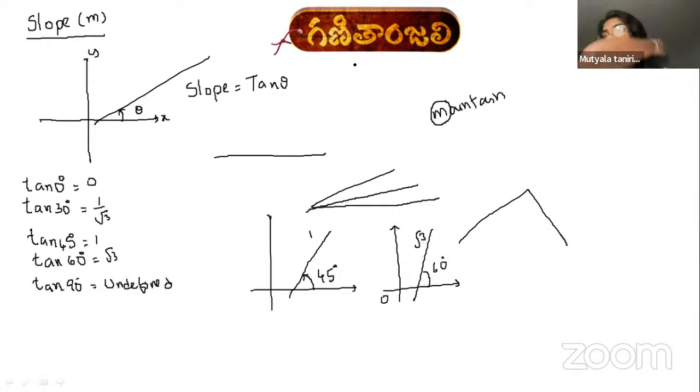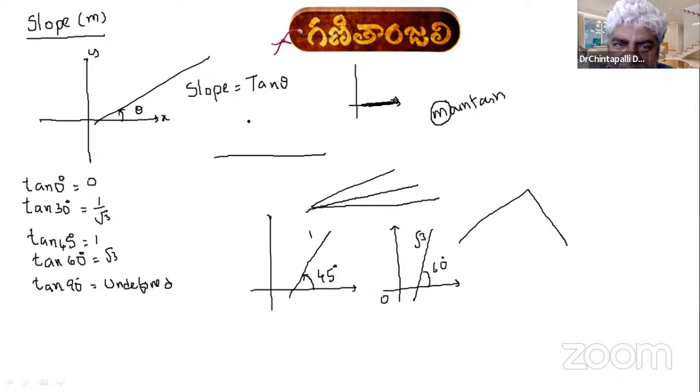There is a line which makes 0 degrees with the x-axis in the positive direction. That line coincides with the x-axis. Please tell what is the slope of that line? 0, sir. Yes, 0, because the angle made by it with the x-axis is 0 degrees. Tan 0 degrees is 0. So the slope of that line is 0.